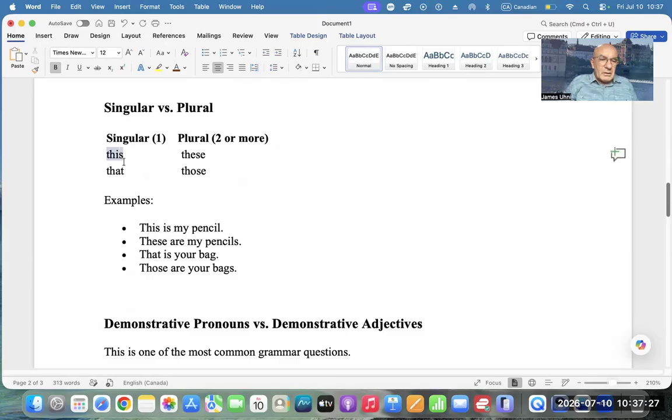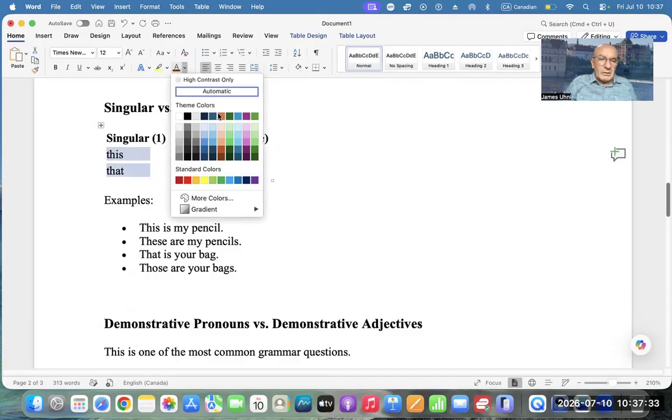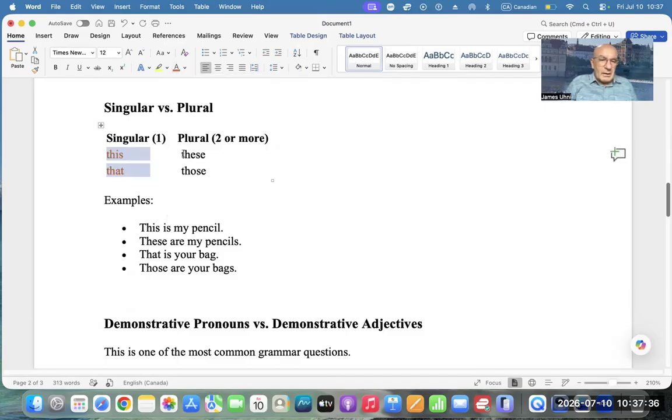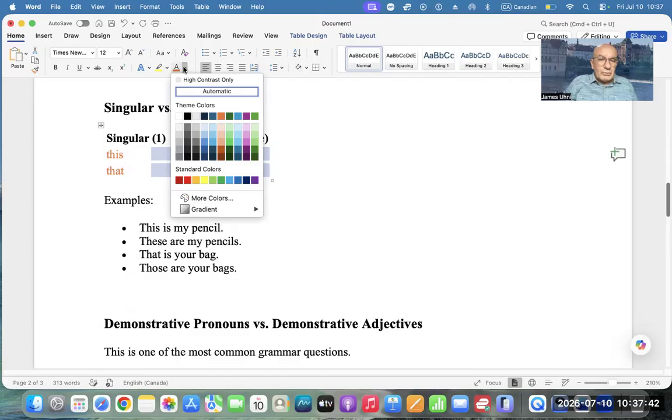This and that. Let's make it what color? Orange. And these and those. Let's make them, oh, nice and green.